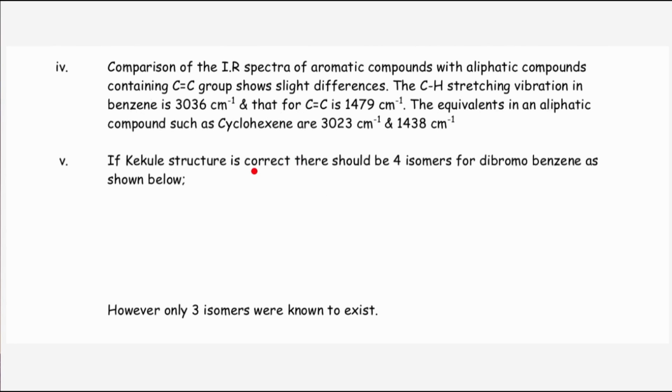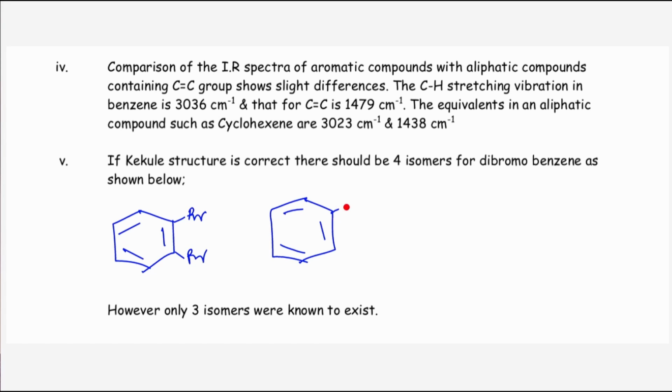And if the Kekulé structure is correct, that means there'll be 4 isomers for dibromobenzene. Now, for example, if I take dibromobenzene, now see, you can draw this isomer. You can have this isomer, and you can have this isomer. 1,2-dibromobenzene, 1,3-dibromobenzene, and 1,4-dibromobenzene, right?